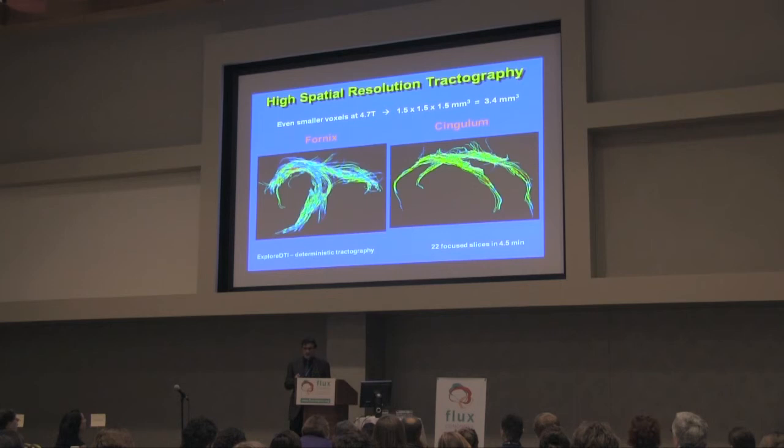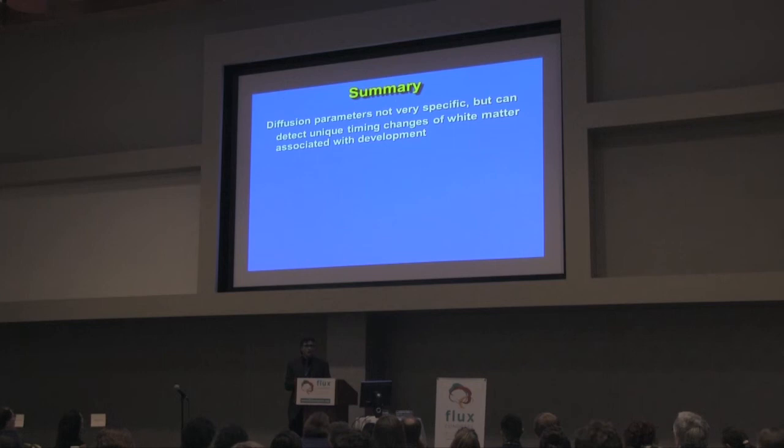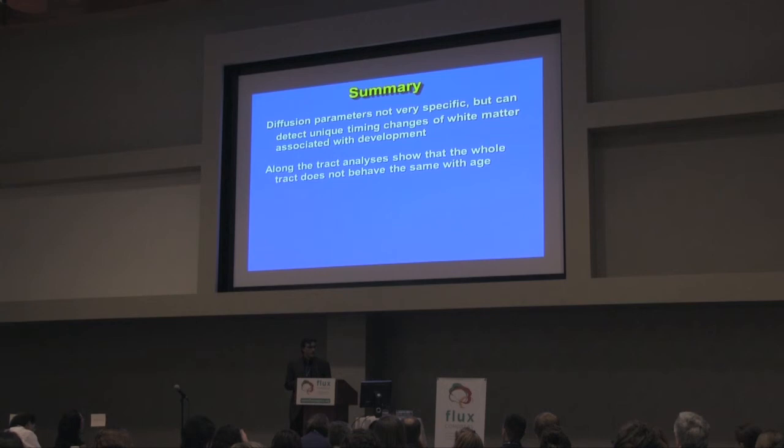So just to finish up, diffusion parameters are not very specific, but they can detect unique timing changes of the white matter that have been associated with development, and they seem to make sense. I haven't talked about links to cognition because there just wasn't any time, but there's lots of stuff at this meeting discussing that. The along the tract analysis also shows that the whole tract doesn't behave the same. And I think there's a lot of work to be done there, and maybe that will pull out some of these elusive cognitive correlations.